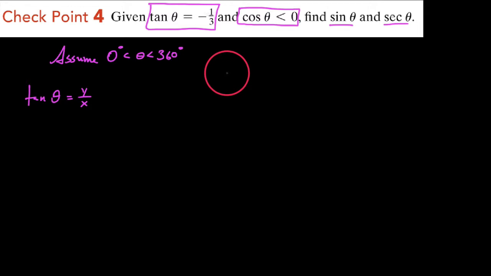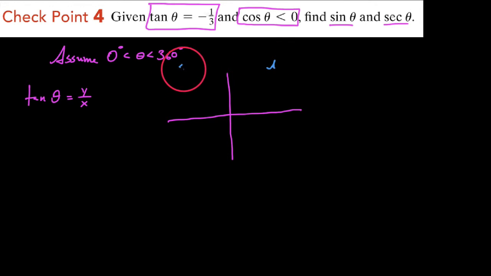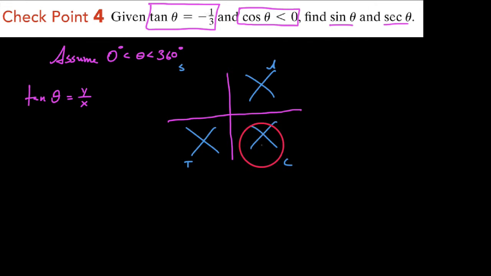So I'm going to start by sketching our situation here and looking at the fact that our tangent value is negative. I would know that our angle could not be in the third quadrant, and nor could it be in the first quadrant, because our tangent values would be positive there. Now, by telling us that the cosine value is negative, we also know that we cannot be in the fourth quadrant because that would be a positive cosine value.